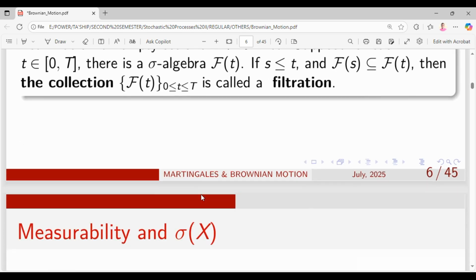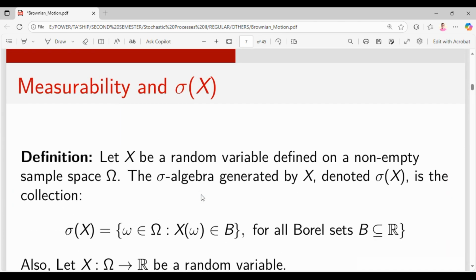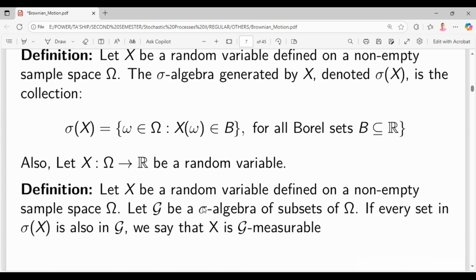Okay, yeah. So let's look at measurability. We say that a random variable is sigma algebra measurable if the sigma algebra contains all the information that is necessary to predict that random variable, or the randomness in that particular random variable. That is what we call measurability on the sigma algebra, right?